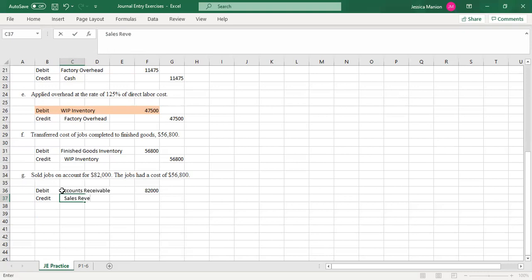I would really just prefer if we just always called it revenue, but you know, they want to call it something different, seems like in every textbook.